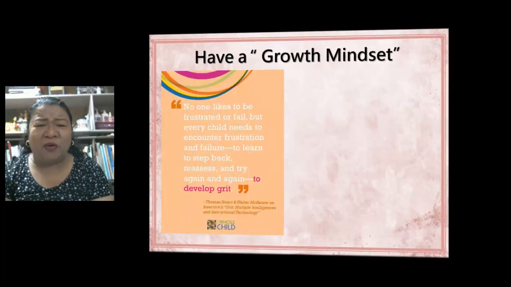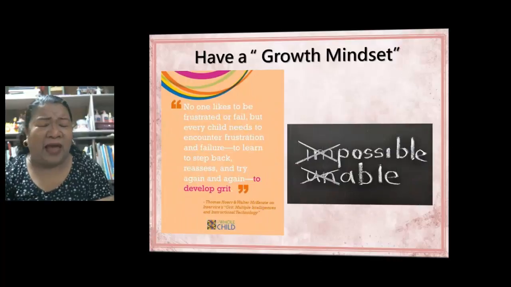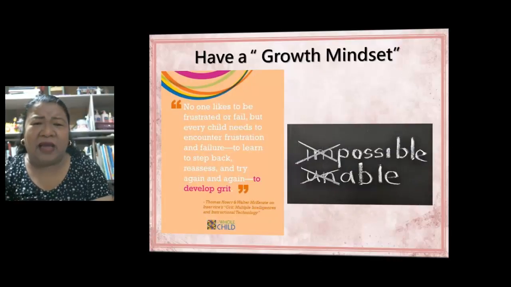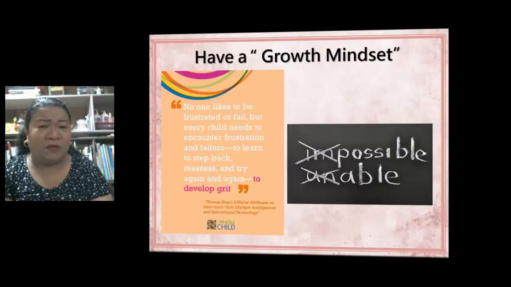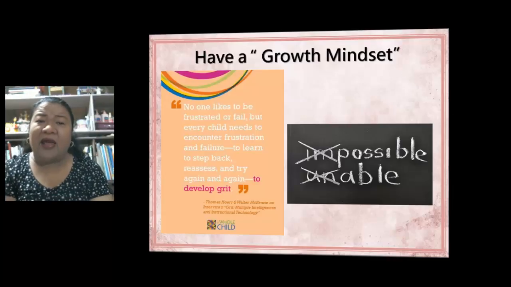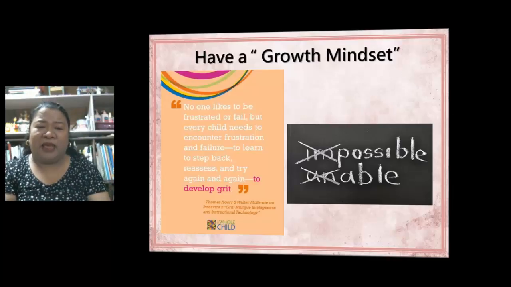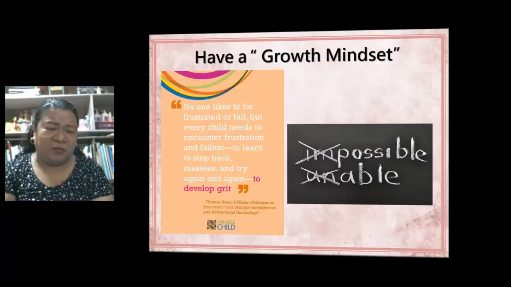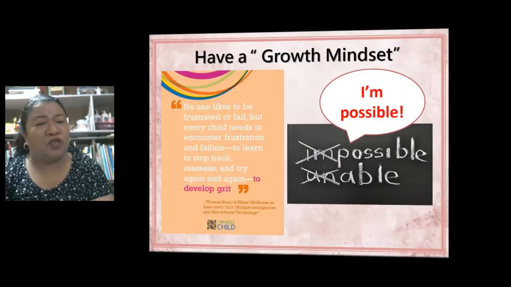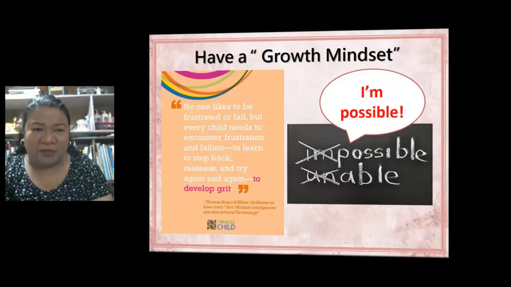Okay, and then have a growth mindset. We know that our learners may not always achieve the objectives right away, but we do not let them feel that it is impossible, that they are unable to do it. Assessment should be able to tell well where they are and that they can do better. So it's not a point of being impossible, but we communicate the results of assessments so that they will say, I'm possible.